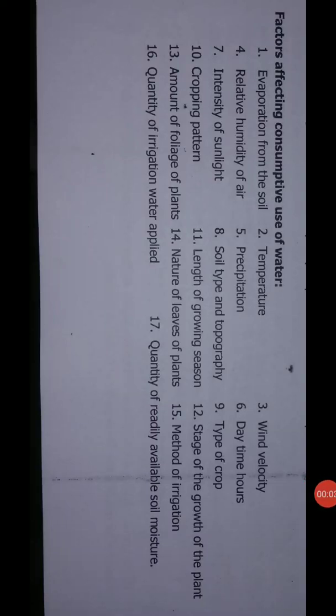Hello everyone, good evening. In this session, I am going to explain about evapotranspiration.